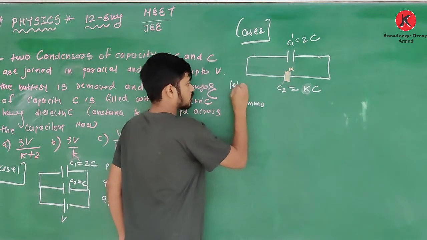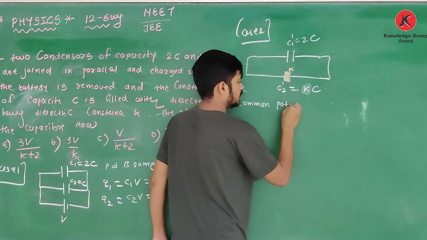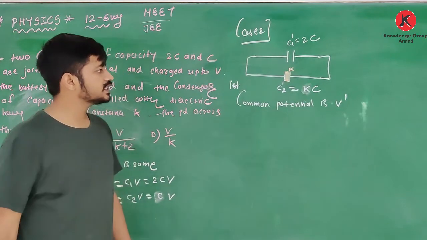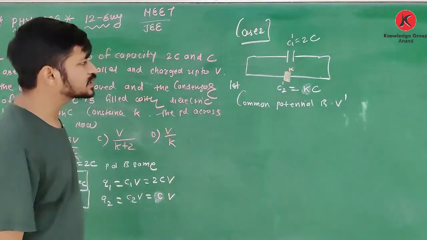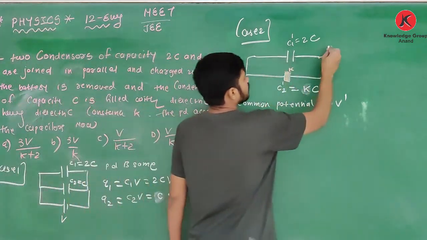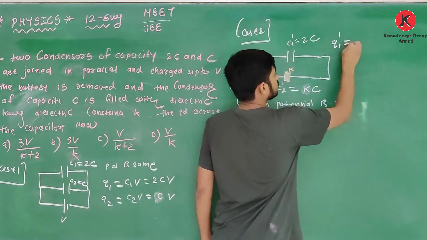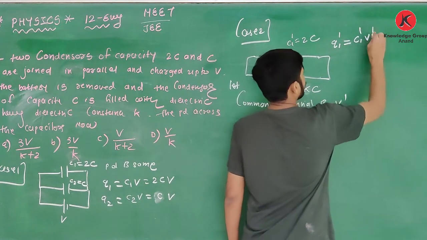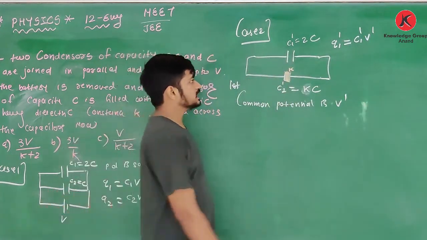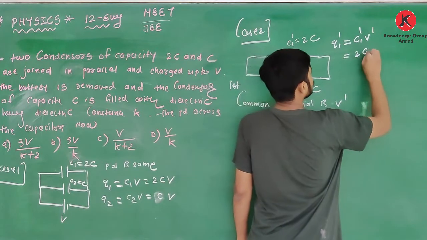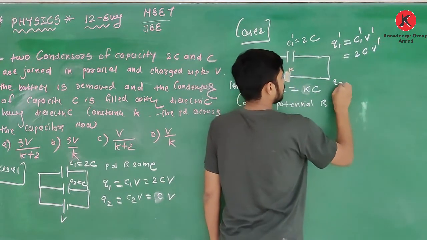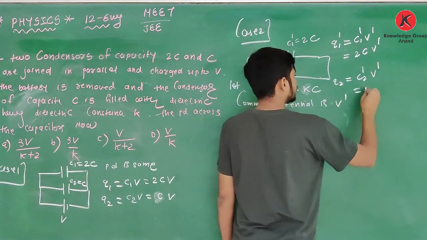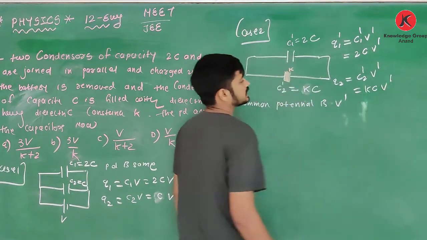Now, in this situation, let common potential be V dash, because as they are connected, their common potential is V dash. Charge on first capacitor Q1 dash is equal to C1 dash V dash. Simple. So it is 2C V dash. Charge on second capacitor Q2 dash is C2 dash V dash, it is KC V dash.